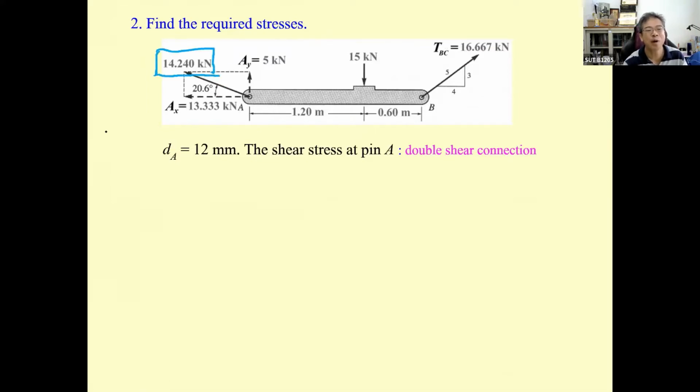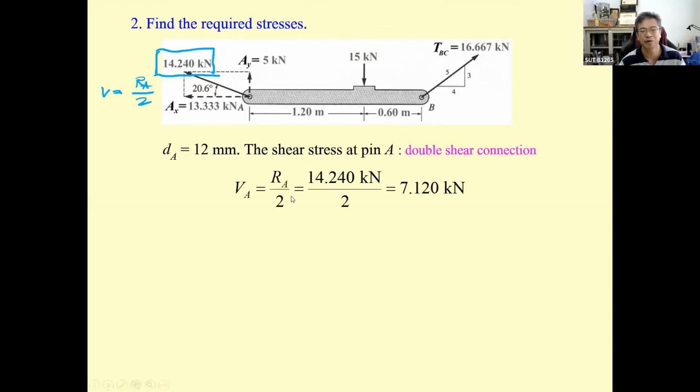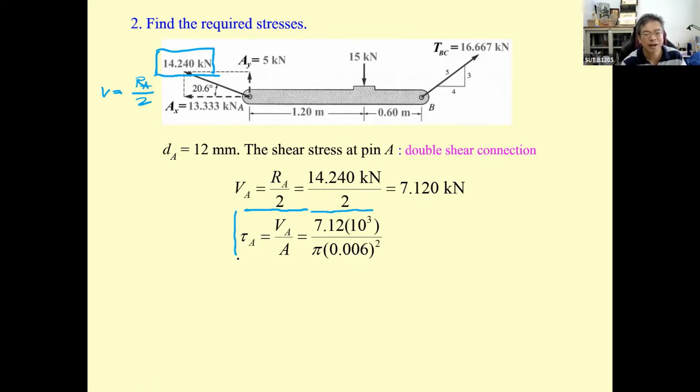So for the pin A, double shear, that means 14.14 must be divided by 2, because by the double shear, the shear is going to be R sub A divided by 2. By doing this, we got 7.12 kilonewton. And then tau equal to V over A. By putting the numbers into the equation, there are two units, okay? Some will use the meter square, but we know that the Newton per millimeter square is also going to be megapascal. Most of the time, I also use this.